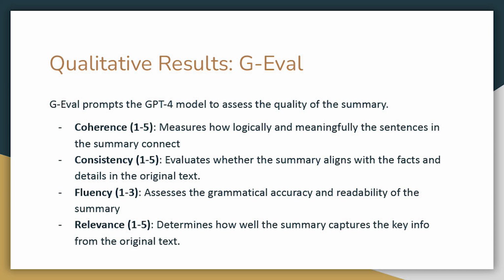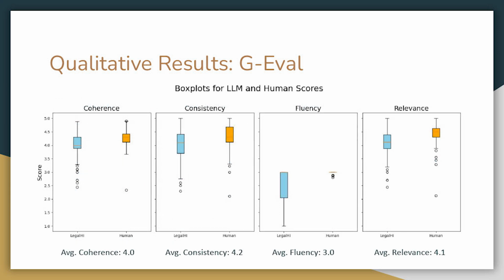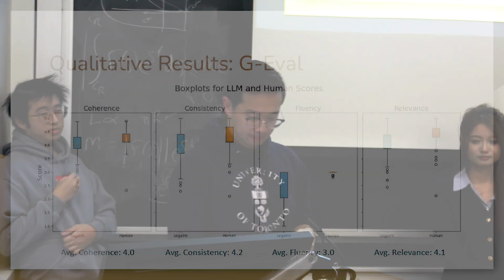Here are the 4 metrics. Here we can see the fluency ranges from 1 to 3, and all other metrics range from 1 to 5. So here is our result. The blue one is our model, and the orange one is the human-written ones. Here we can see we reach the maximum fluency, which is 3. And for all other metrics, we reach a 4 out of 5, which we believe is pretty good for our result.